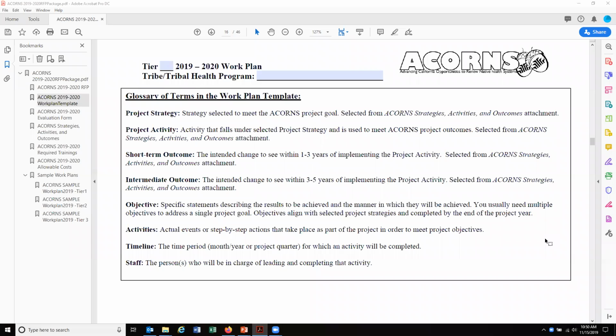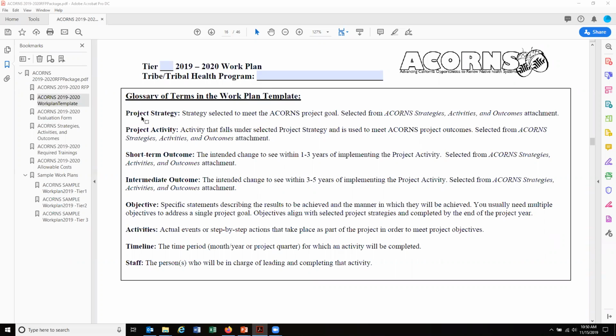Hello, in this video we'll be discussing the ACORNS 2019-2020 work plan and going over how to fill this out and what should be included on it. So this is the work plan template. You can find this here right after the RFP in the RFP package.